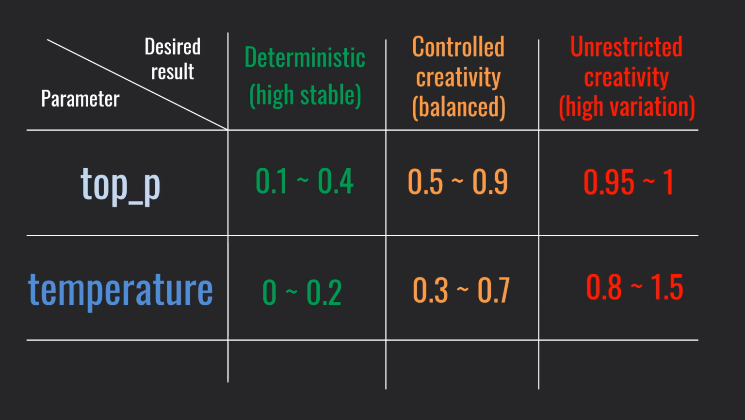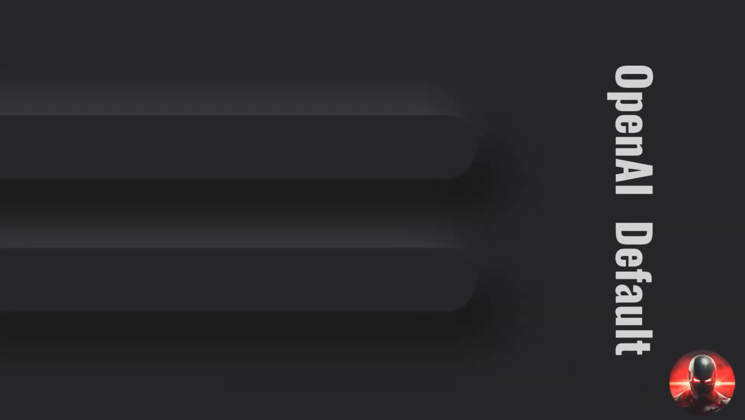I made this table according to my own experience. You can adjust the settings to whatever you think fits. Try not to set the temperature too high to reduce hallucinations. But if you really don't know how to set their values, then you can follow OpenAI's default settings. Set both top P and temperature to 1, which suggests a certain variation but not too dramatic.